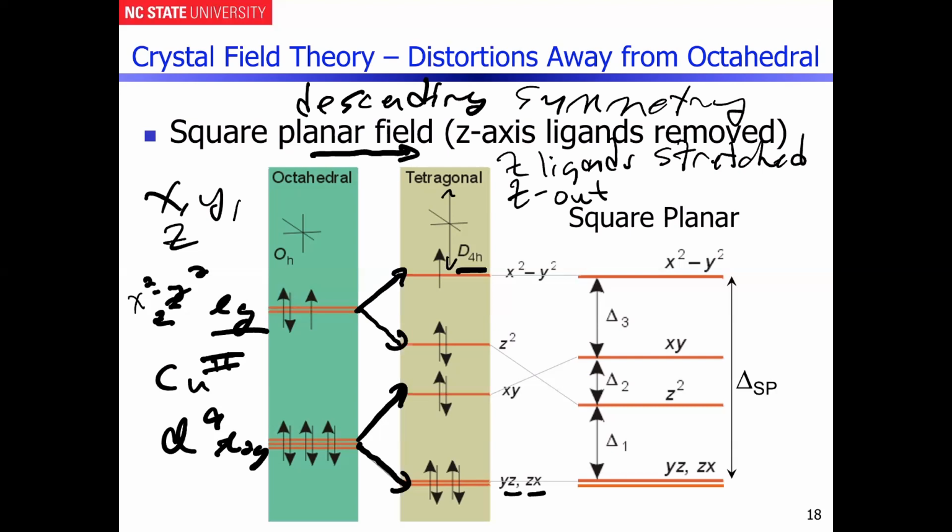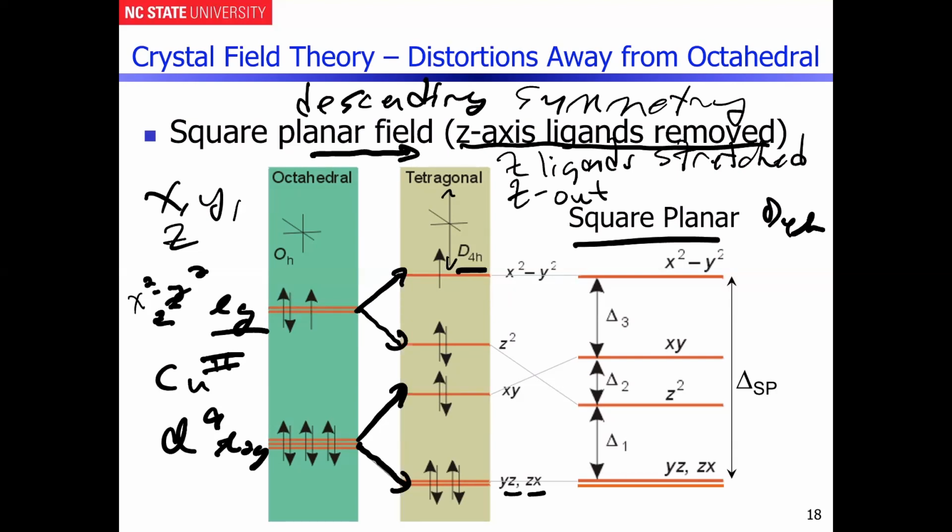Well, then we can go really extreme. Let's pull out Z completely. Let's now remove the Z-axis ligands completely. What's going to happen with respect to tetragonal? Well, then we're going to square planar. And square planar, remember, is still going to be the D4h point group. We're just removing the axial ligands.